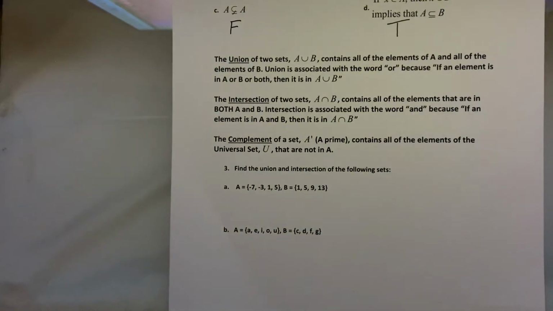When you think of intersection, when you talk about people's interests, you often try to find things to talk about, and it's usually the intersection of the things that you both enjoy. And it's associated with the word and, because you have to be in A and B to be in the intersection of A and B. So we'll find the union and the intersection of the following sets.